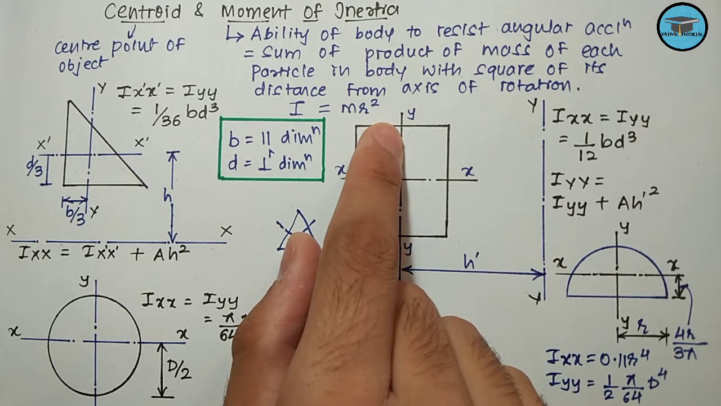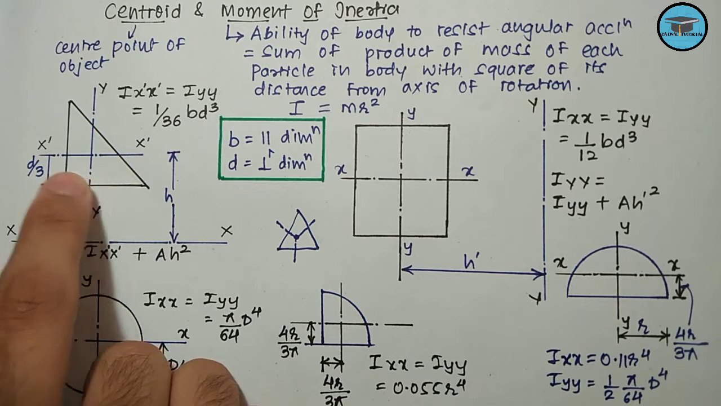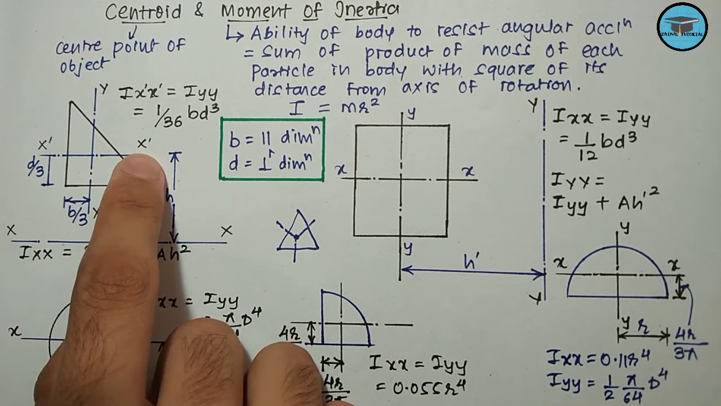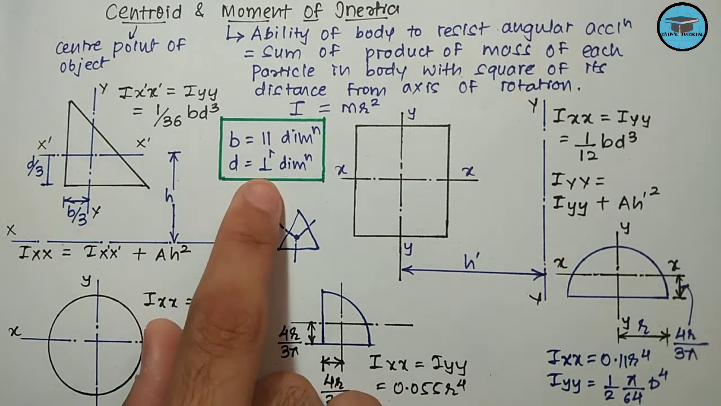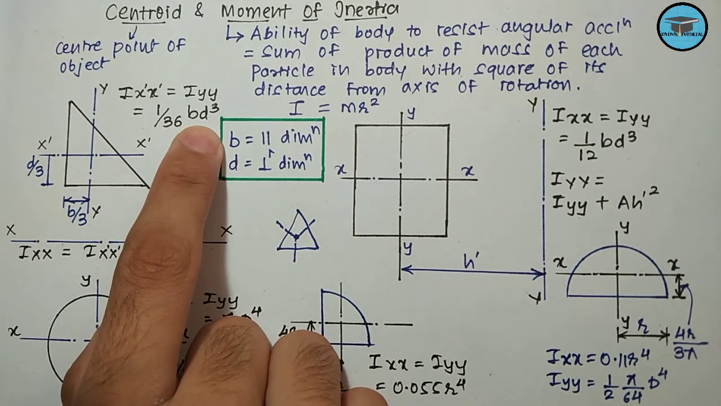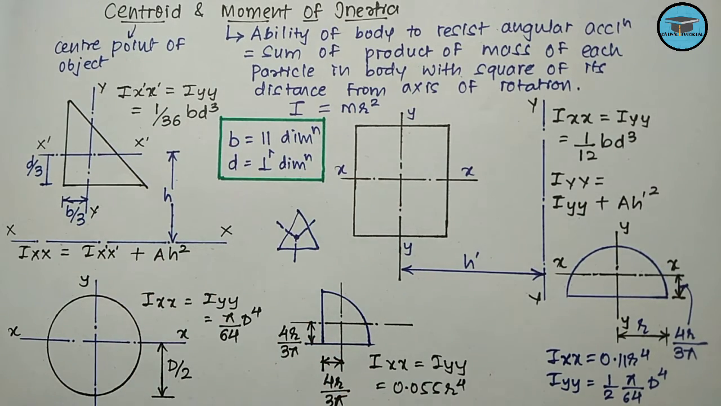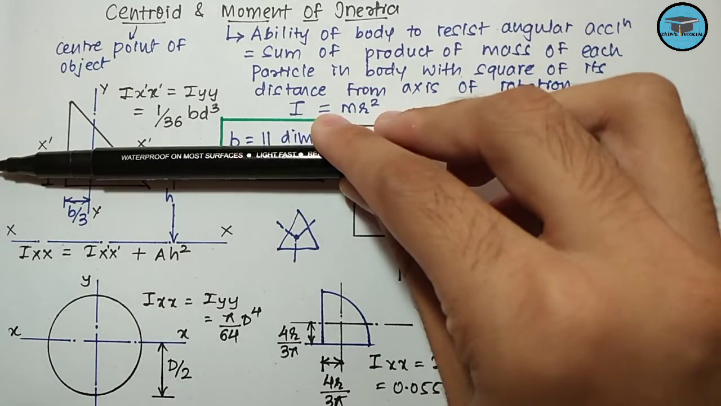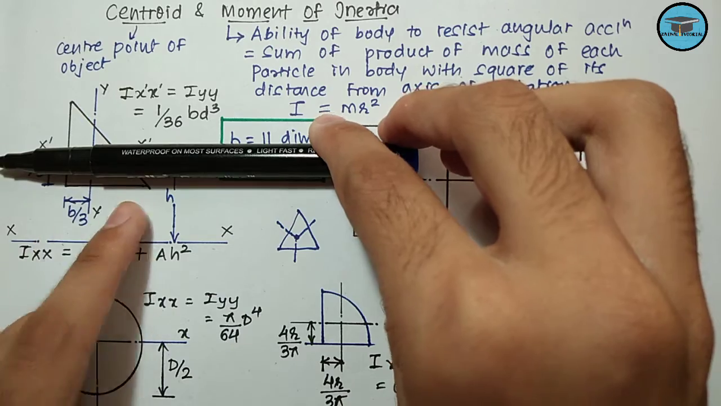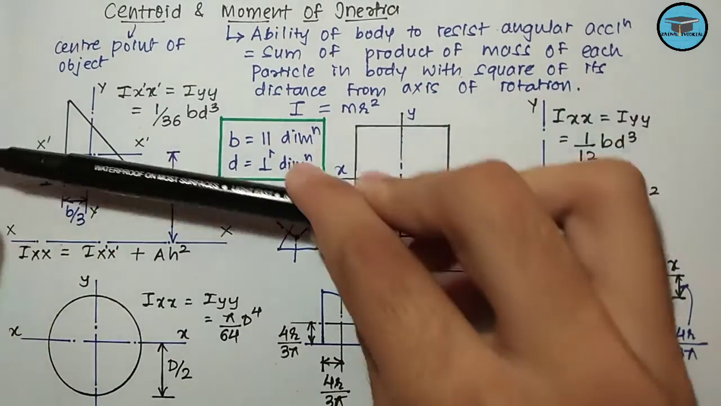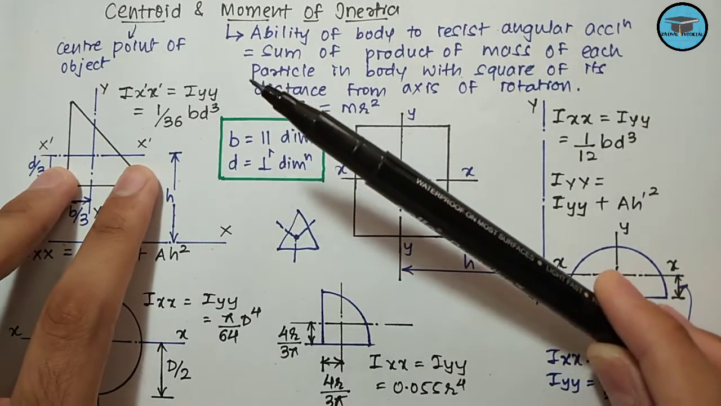Now, the moment of inertia for the triangular lamina about the x dash axis can be given as 1 by 36 b d cube. One thing to be noted is what b is and what d is. b is the dimension parallel to the axis and d is the dimension perpendicular to the axis. So if we are considering this x dash axis, then b is this much dimension, and this is the perpendicular dimension to the axis, so this is d for the x dash axis.